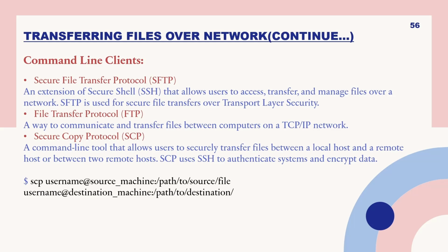Next we have FTP, which is very old and uses a TCP/IP network for transferring the files. It is less secure, so you should not use FTP. The third and most reliable is SCP, and it is the most popular among all the CLI clients. Basically, it uses SSH to authenticate between the systems, encrypt the data and transfer it.